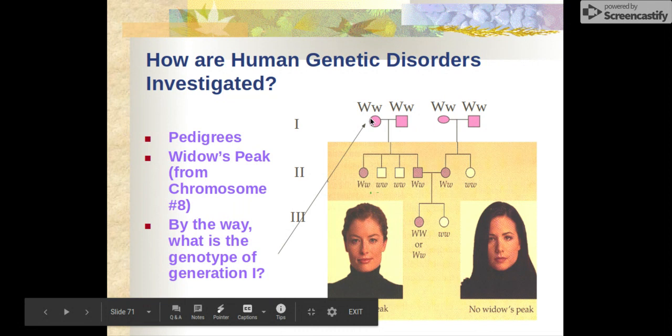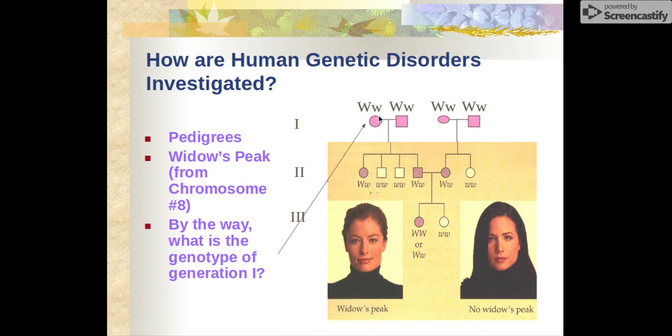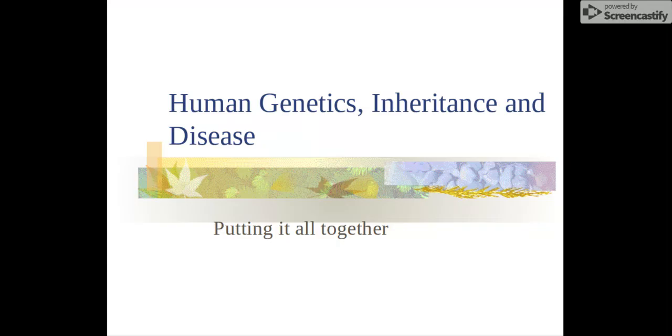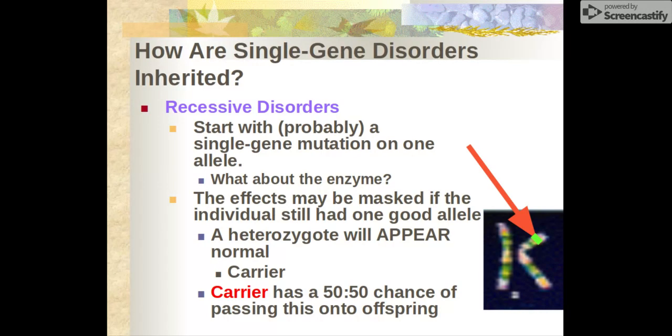So here we've got our widow's peak example. Without knowing what these individuals up here were, because it's possible you don't know what your grandparents had for their expression, you're not going to know their genotype. But if they have a child that is homozygous recessive, they both had to be heterozygous, right? Because they had to be able to pass on that recessive allele for whatever trait we're looking at. Okay. Human genetics, inheritance, and disease, putting it all together.